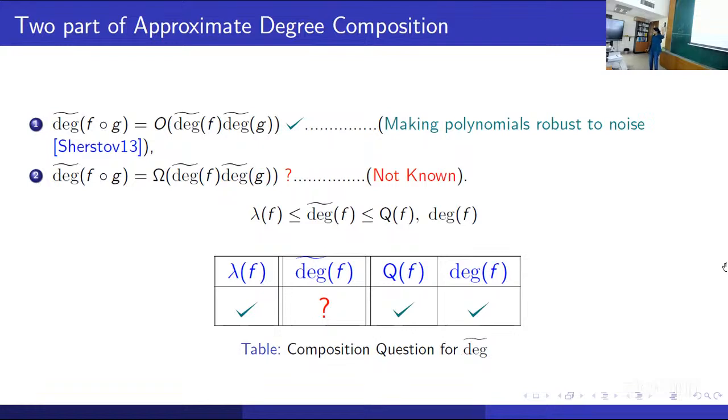Yeah. So I don't know what Q and lambda are, but presume this basically says that there is a complexity measure that is always smaller than approximate degree, which composes. And there are complexity measures that are always larger than approximate degree, which also compose. Nice. Compositions don't have this sandwich theorem also, yeah.